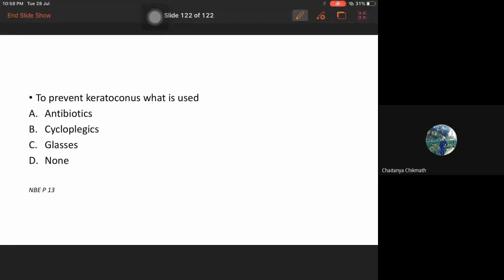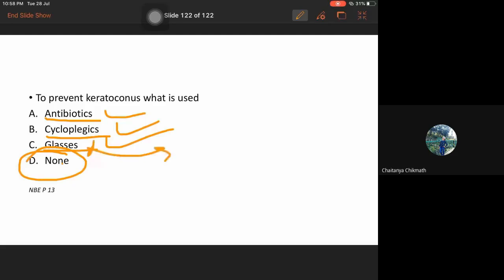To prevent keratoconus, what is used? Antibiotics, cycloplegics, glasses, or none? What is the answer? Glasses. Read the question properly. It's prevention, not treatment. So you should not be so hurried. The question is to prevent keratoconus. With antibiotics, is it possible to prevent keratoconus? No. Cycloplegics don't have any role. Glasses don't have any role. None is the only option. With glasses, how are you going to prevent keratoconus?